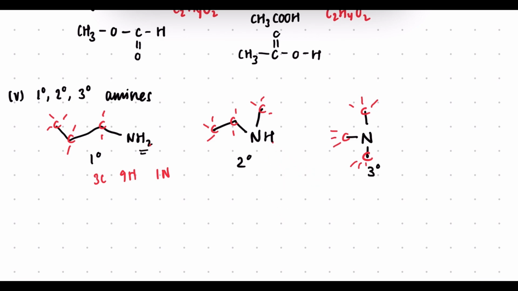So from this, we know that the molecular formula for all of these is C3H9N for all 3. So yeah, that's the primary, secondary, and tertiary amine isomerism.